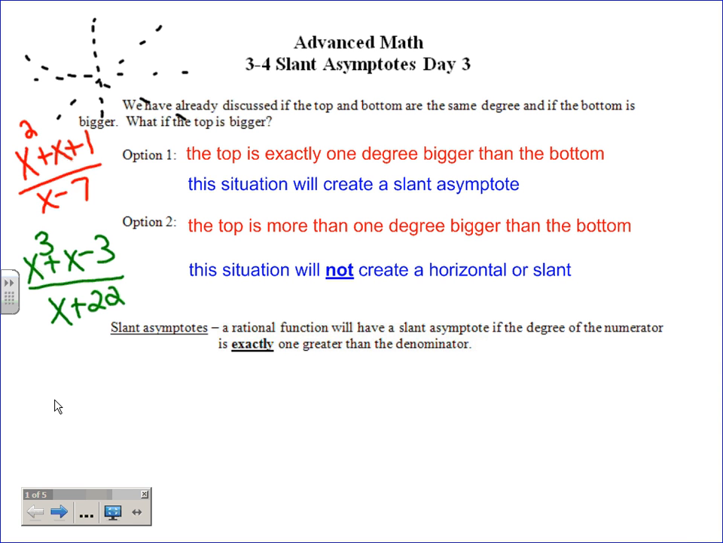And we already kind of talked about my definition of a slant asymptote there. A rational function, and I hope when I start saying those words, you start envisioning a variable in the denominator, will have a slant if the numerator is exactly 1 greater than the denominator. Any questions?